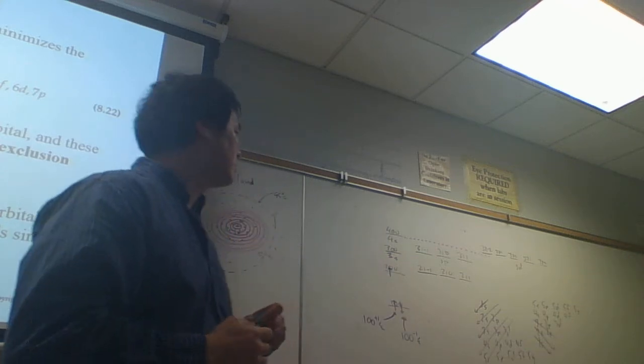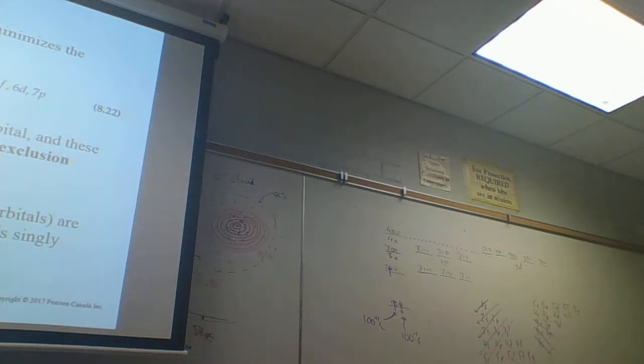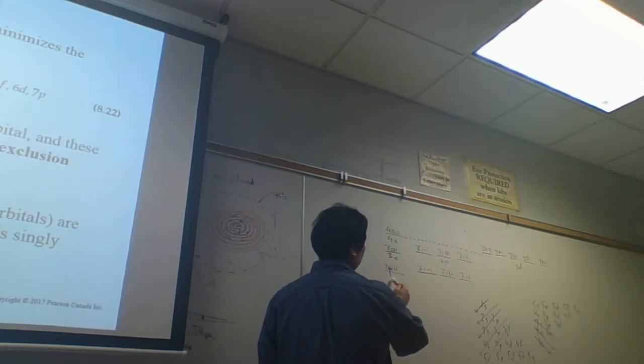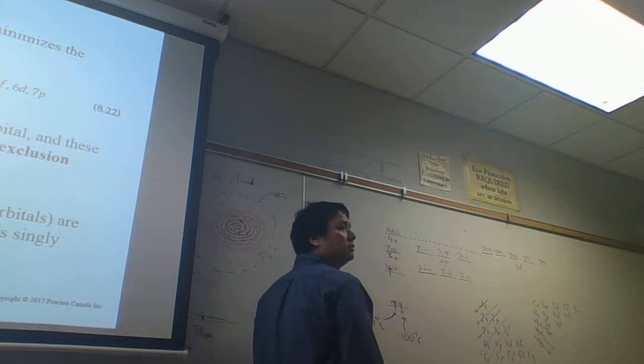And so that would be the third electron. Now, where would the fourth electron go? This would be like, let's see, this would be hydrogen, helium, beryllium. Where would the fourth electron go?